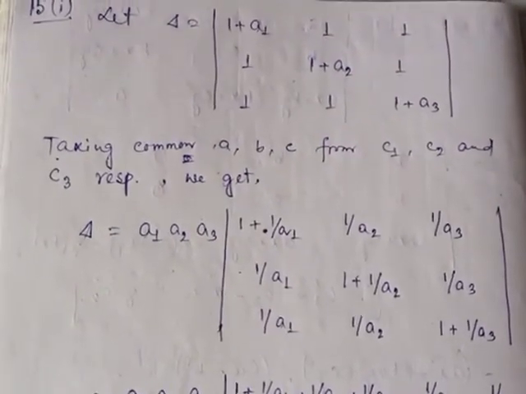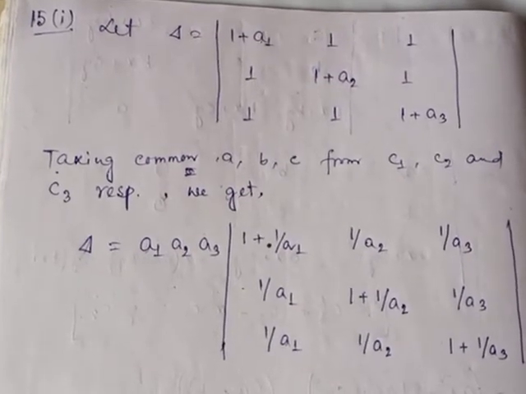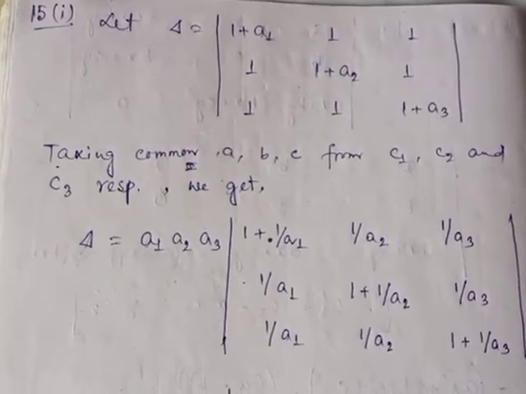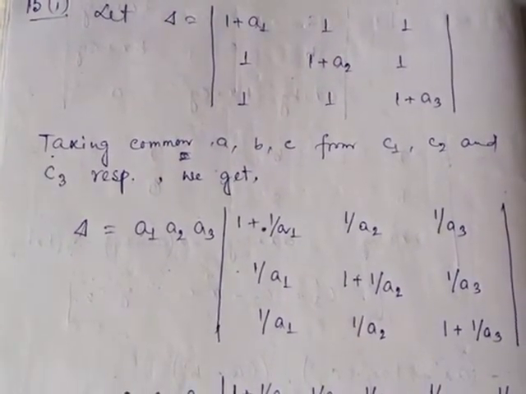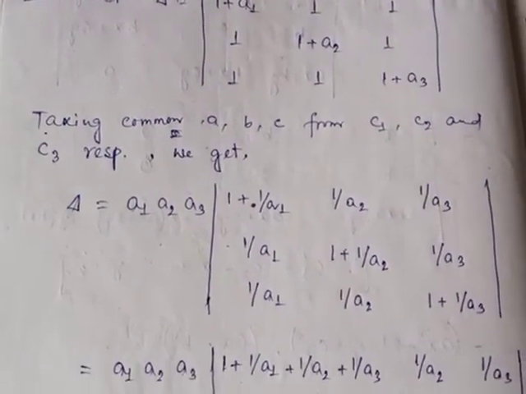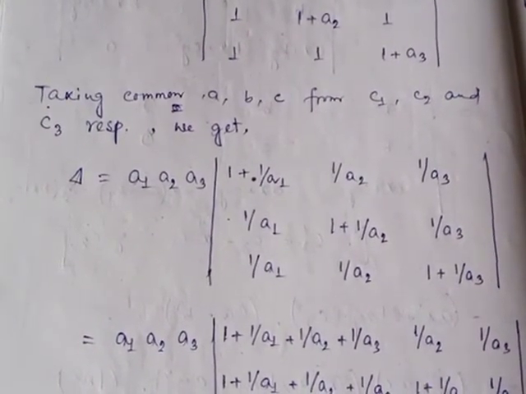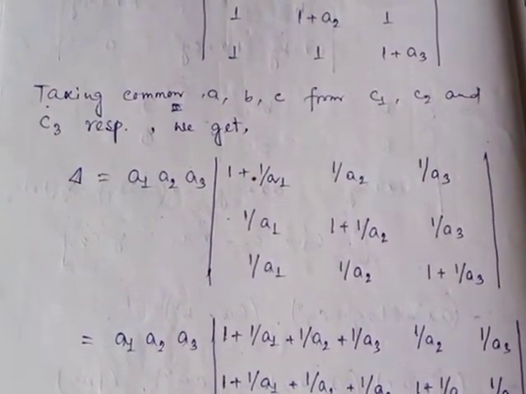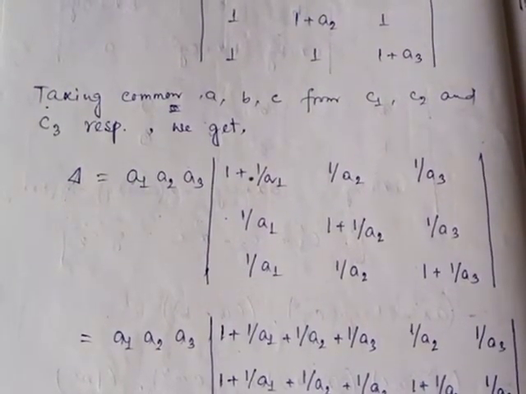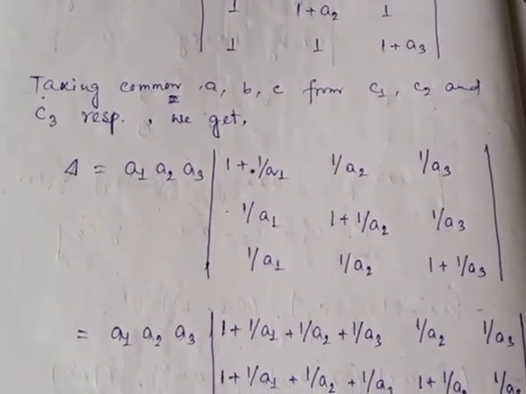In number 15, see that delta equals the given determinant: 1 plus a1, 1, 1; 1, 1 plus a2, 1; 1, 1, 1 plus a3. Now taking common a1 a2 a3 from C1, C2 and C3, we can write delta equals a1 a2 a3 times 1 by a1 plus 1, 1 by a1, 1 by a1; 1 by a2, 1 plus 1 by a2, 1 by a2; similarly 1 by a3, 1 by a3, 1 plus 1 by a3.